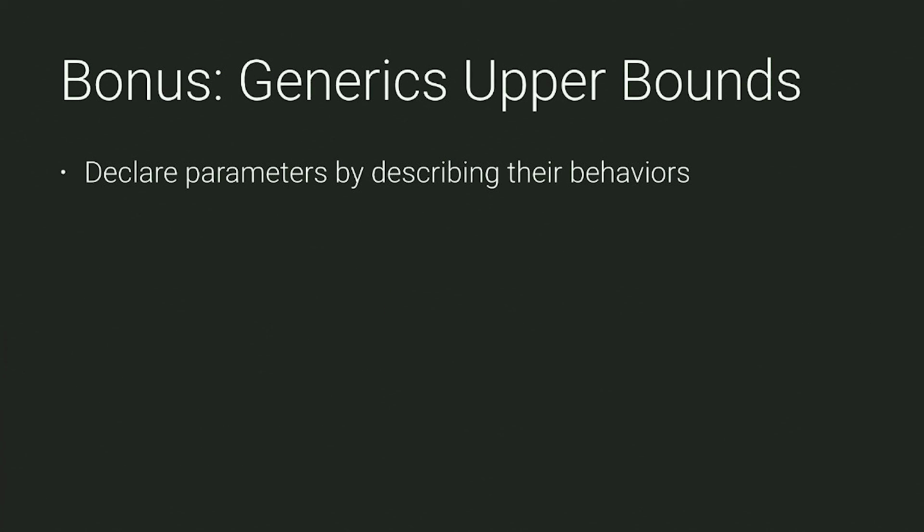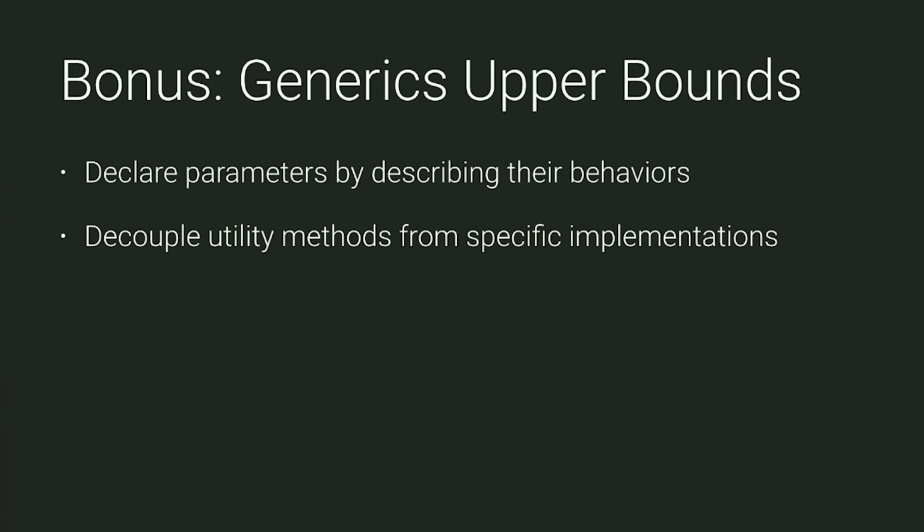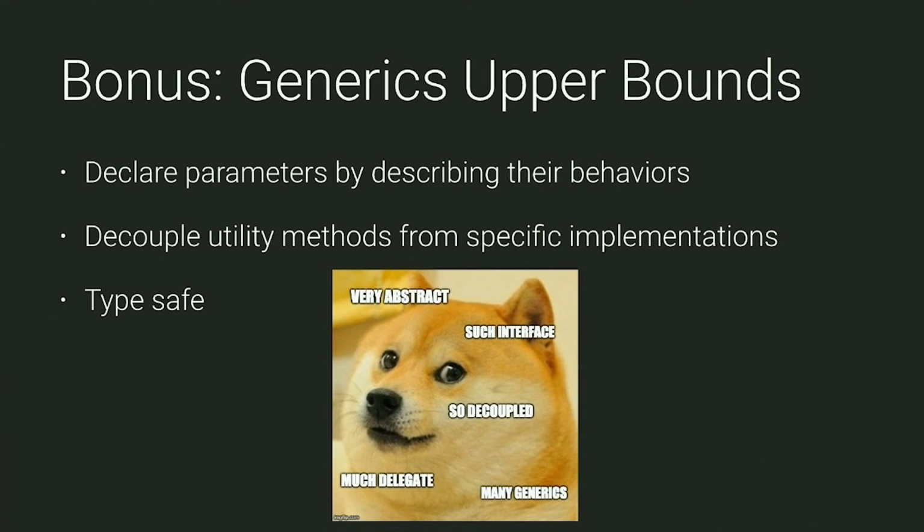So what do we get again with this generic upper bound? We declare a parameter by describing its behavior instead of its actual implementation. We can decouple, in particular, utility methods from a specific implementation that have to do with the parameter that we are passing through. And most importantly, it's type safe. This means that we don't need to do casts, we don't need to do runtime checks. The compiler simply constrains us to only pass the data that actually matches what we need. So a lot of nice things all together with this technique.